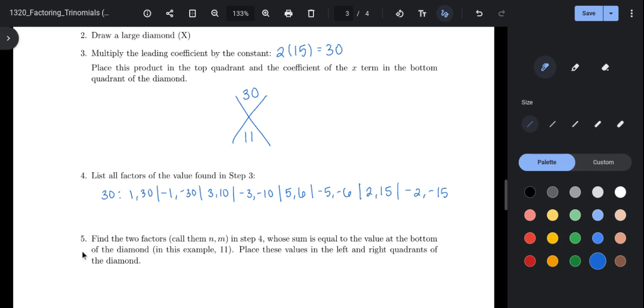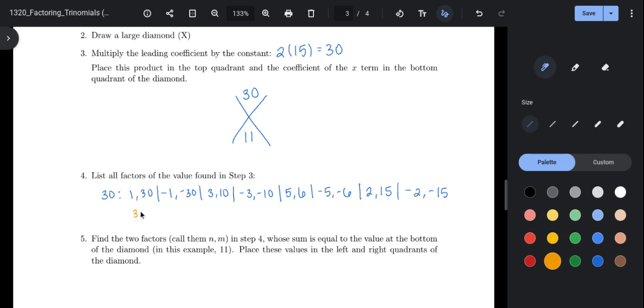And so in step 5, it says we're going to find the two factors. Again, we're going to call them n and m. So they're unknowns at this moment. In step 4, those factors of 30, whose sum is equal to the value at the bottom of our diamond. So here, that's 11. So first off, let's find what those n and m will be. So let's add together all of our possible factor combinations.